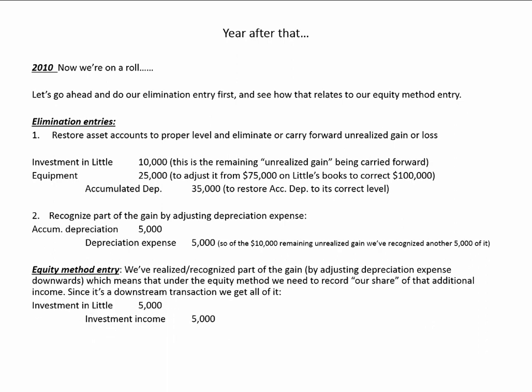And again, the flow through to our equity method entries, we're showing a $5,000 credit to depreciation expense. So we're going to show a $5,000 credit to investment income, recognizing our share of that income adjustment.